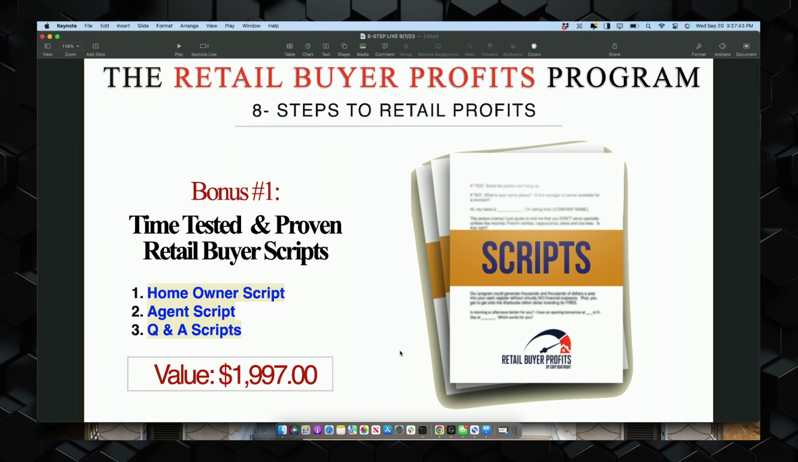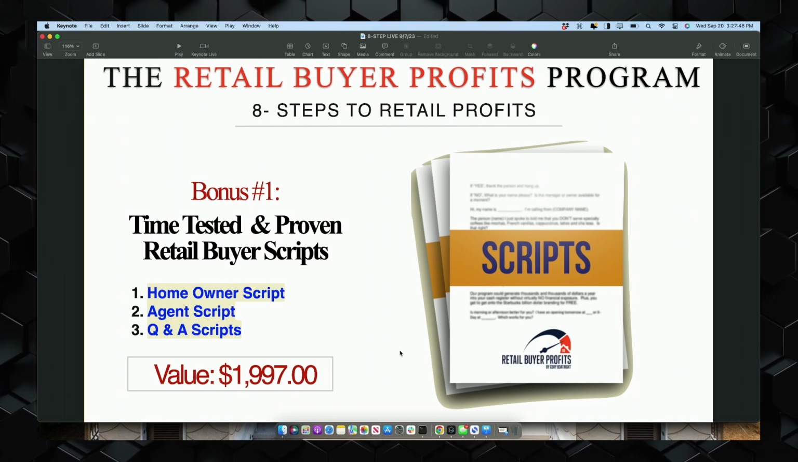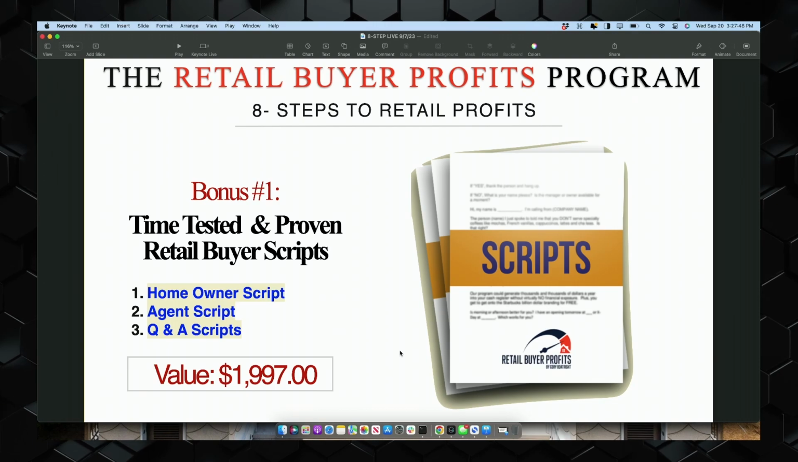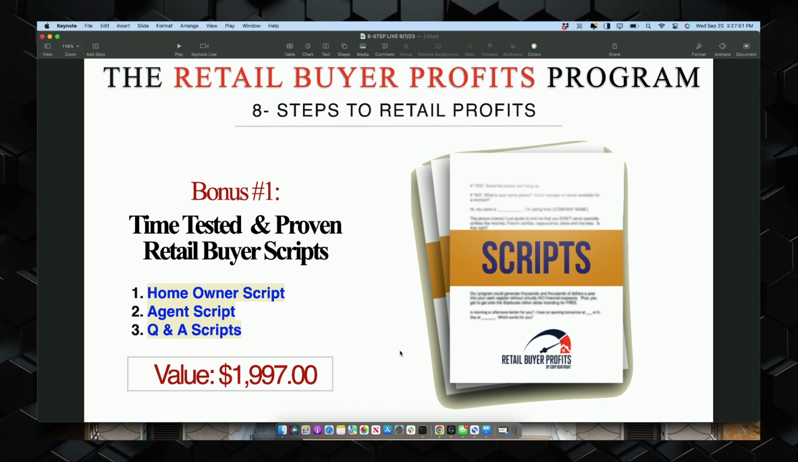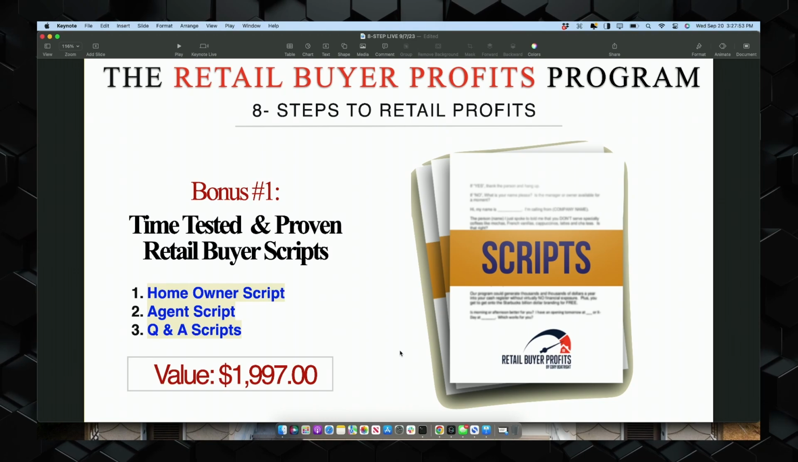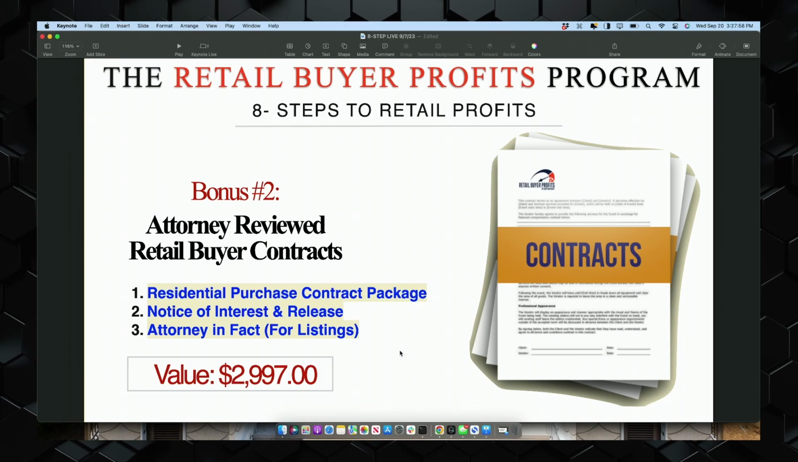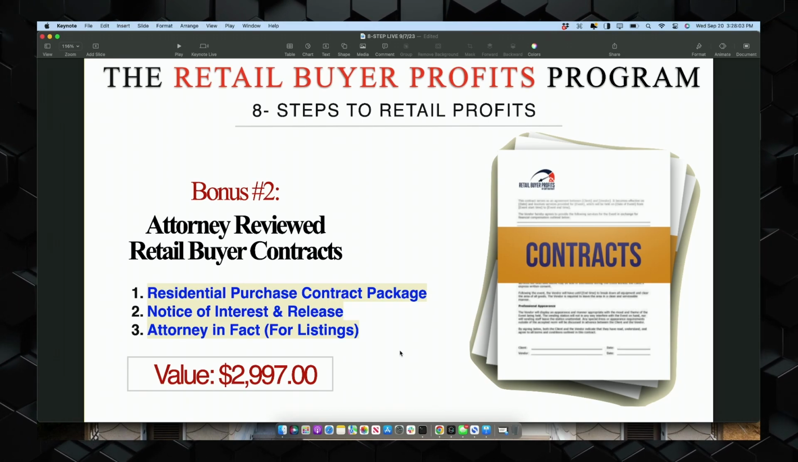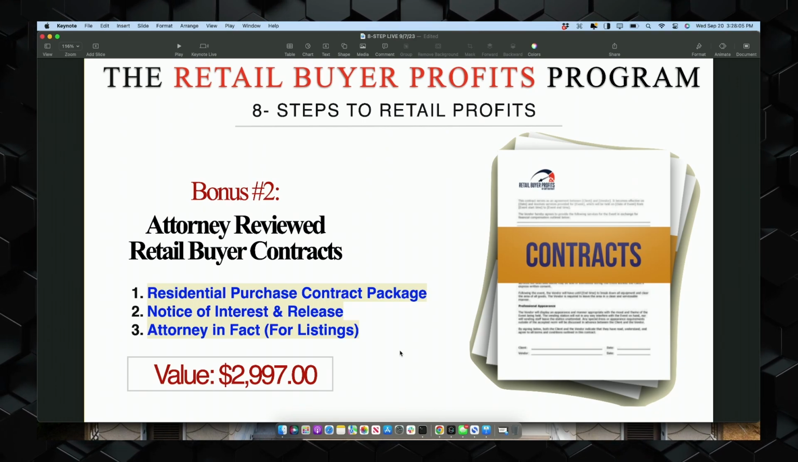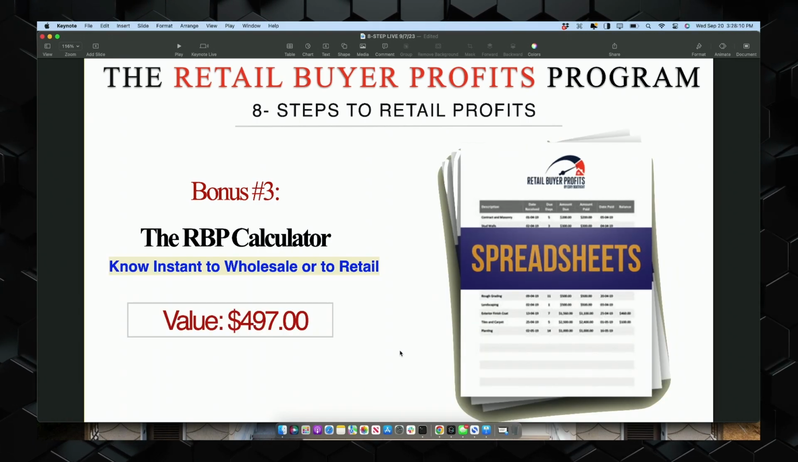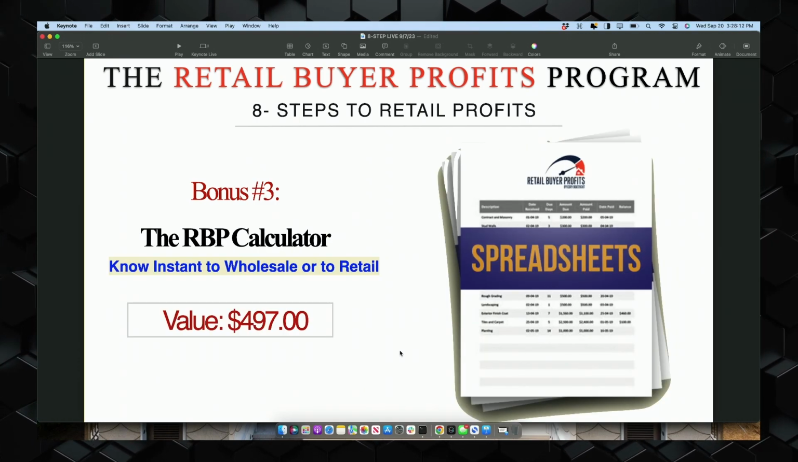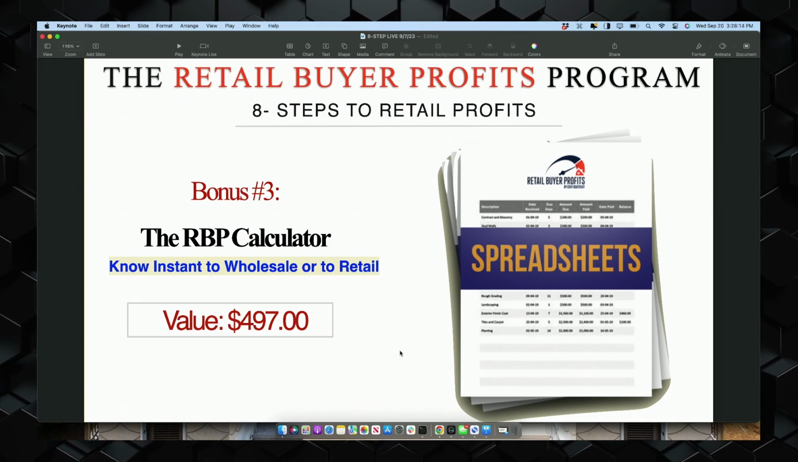So bonus number 1, you get the time-tested, proven retail buyer scripts. These are scripts that I use in my business. My team uses the homeowner script, the agent script, and the Q&A script, so if someone asks a question, you can answer it. The attorney-reviewed retail buyer contracts: residential purchase contracts, notice of interest, release, attorney in fact. These contracts are a $29.97 value. He had an attorney review these contracts. The RBP calculator is an online calculator that is absolutely amazing and tells you exactly what to offer.